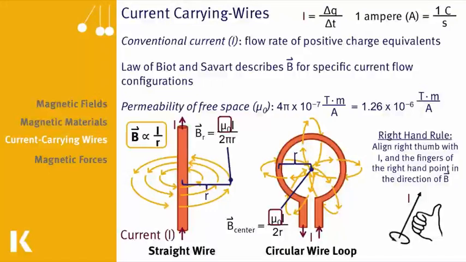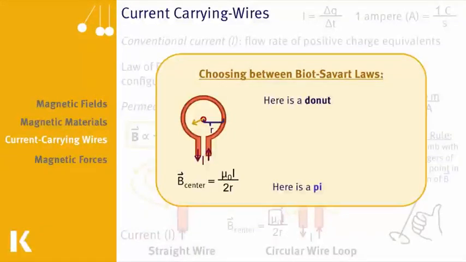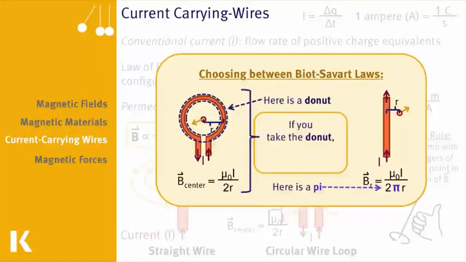In terms of the Biot and Savart laws, there is a nice way to remember these equations. When we're looking at the circular wire, there is a donut-shaped magnetic field created, or even just the circular loop of wire can be considered a donut, whereas the straight wire has pi in the denominator, and you only get one dessert. If you take the donut, you don't get the pi. So the circular loop of wire creates a magnetic field that you calculate without pi in the denominator.